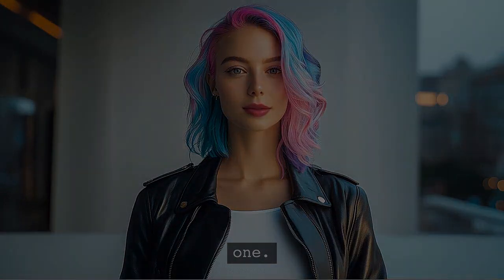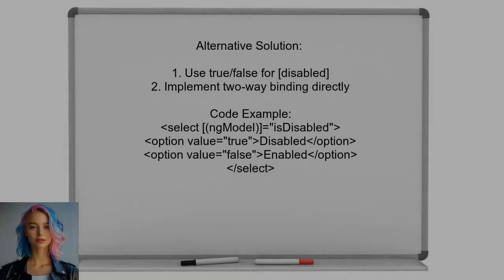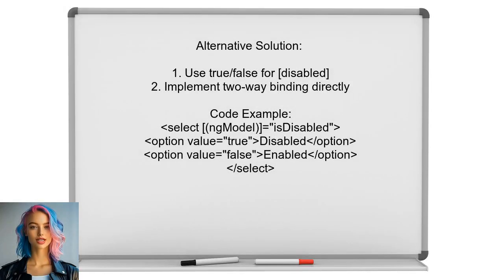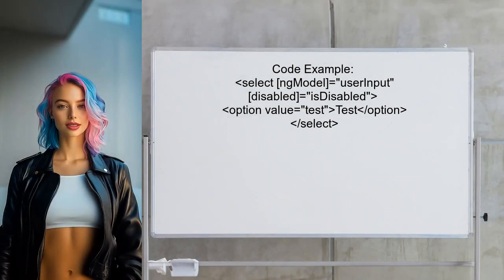Let's explore another one. An alternative approach suggests using true and false values for the disabled property. This method simplifies your function comparator and allows for direct two-way binding. Then, you can use the isDisabled variable to control the disabled state of another select input. This ensures that the changes are reflected correctly.